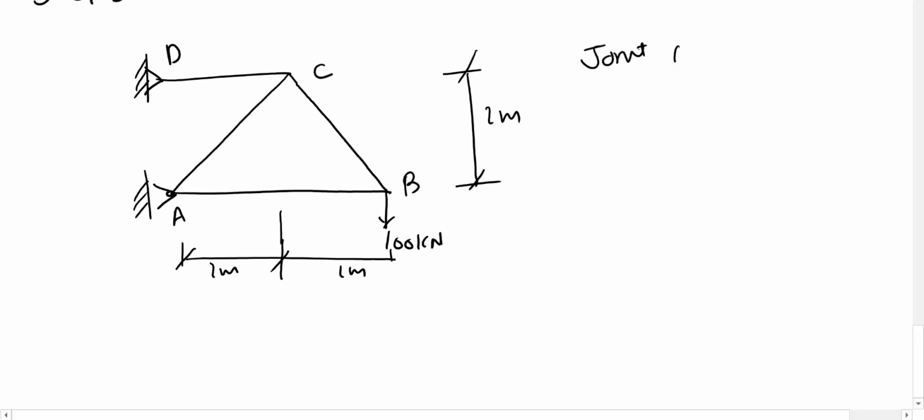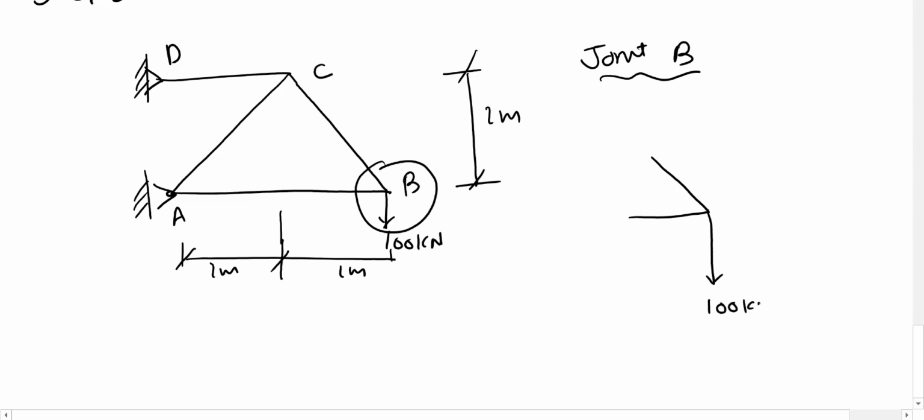Let's take the joint B first. Now this joint I can redraw it here, which has a force 100 kilonewton going down. We have joint B, and this is force FBA, and that is force FBC, and we have 2 meter, square root 8.